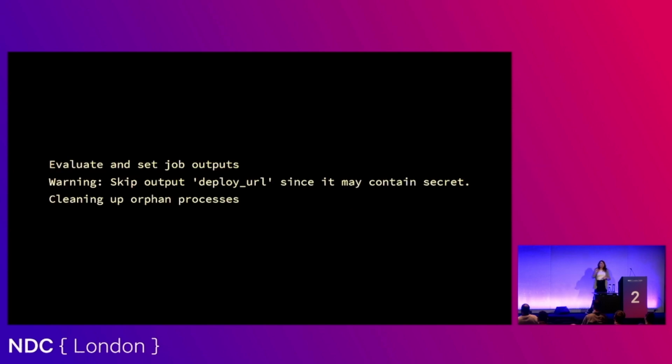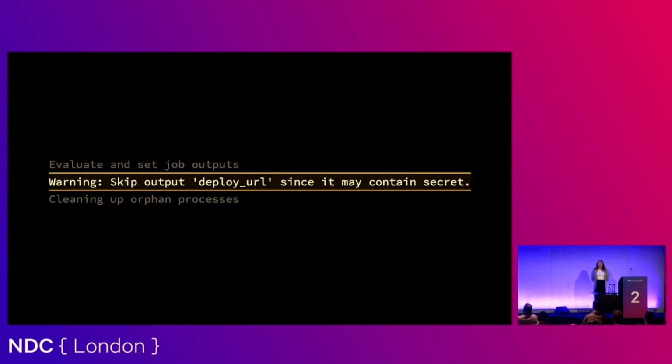And it does it really quietly. If you have a look, like right at the very end, just in these little logs, that is not even a failure, it's just a warning. It will just say silently, we've skipped the output of deploy URL because it might contain a secret.